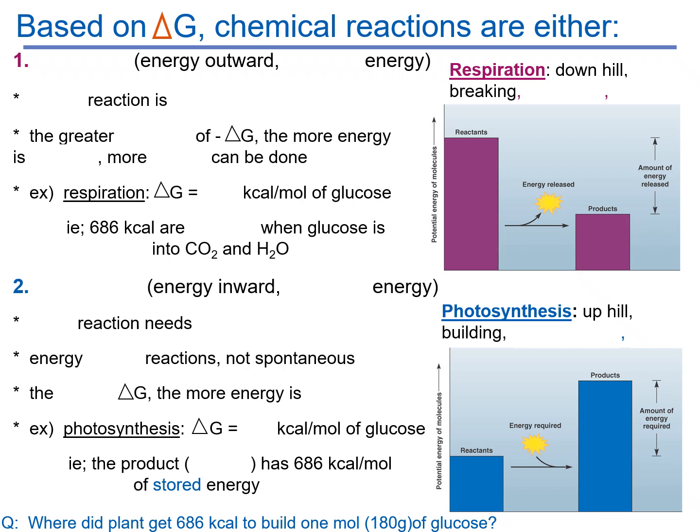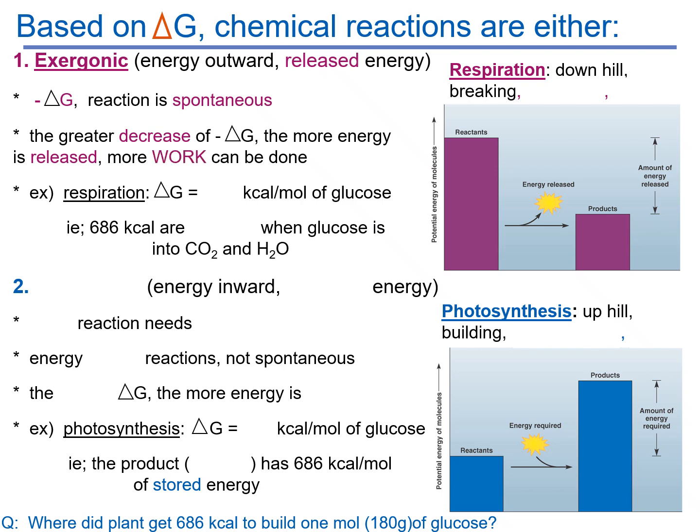So let's look at the chemical reactions that happen in our bodies based on the change in G. An exergonic reaction is when energy is going outward or energy is released. So essentially it's when energy leaves. And this is going to be a negative delta G, because the change will be negative and the reaction will be spontaneous. The greater the decrease, the more negative delta G, the more energy is released and the more work can be done.